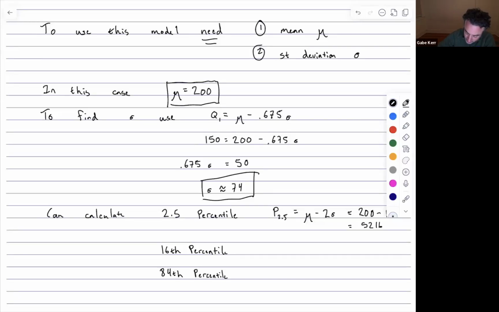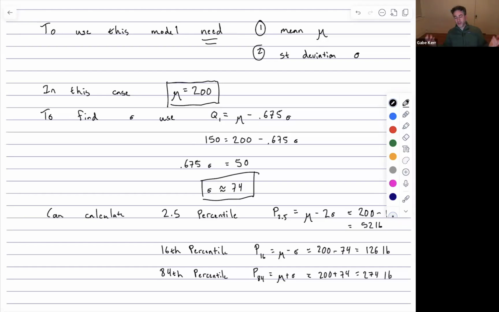These are calculated similarly, because these are one standard deviation away from the mean, both before and after. So this is mu minus sigma, and this is mu plus sigma. And so 200 minus 74 is 126 pounds. And 200 plus 74 is not too hard to calculate: 274 pounds.